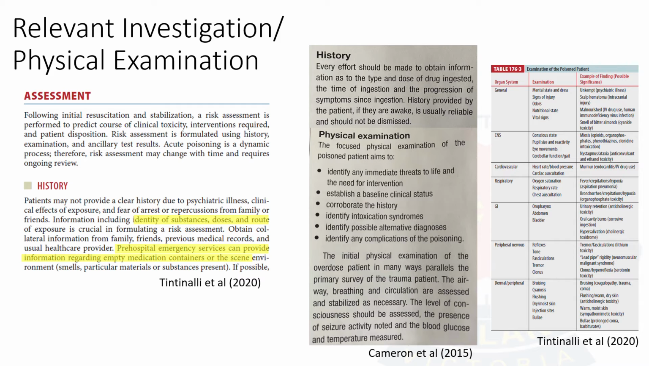The first sentence reminds emergency providers about initial resuscitation and stabilization before clinical risk assessment. Tintinalli discusses what is useful in managing a poisoned patient, being what substance, the dose, and route. It goes on to say that paramedics can provide useful information about the scene, such as different medication bottles, smells, and other materials around the patient. The table on the right of screen looks at differing examinations that can be conducted in the poisoned patient. It is quite an extensive list, but most of these can be completed by paramedics.